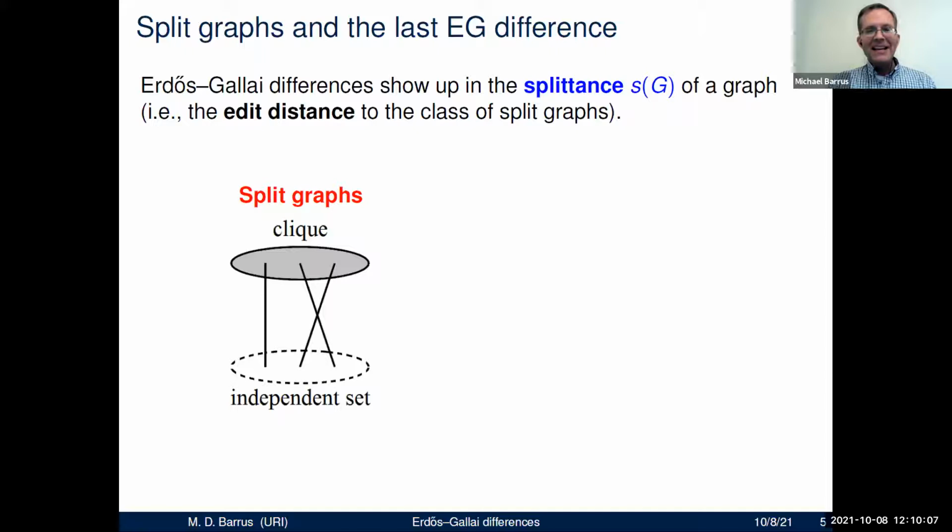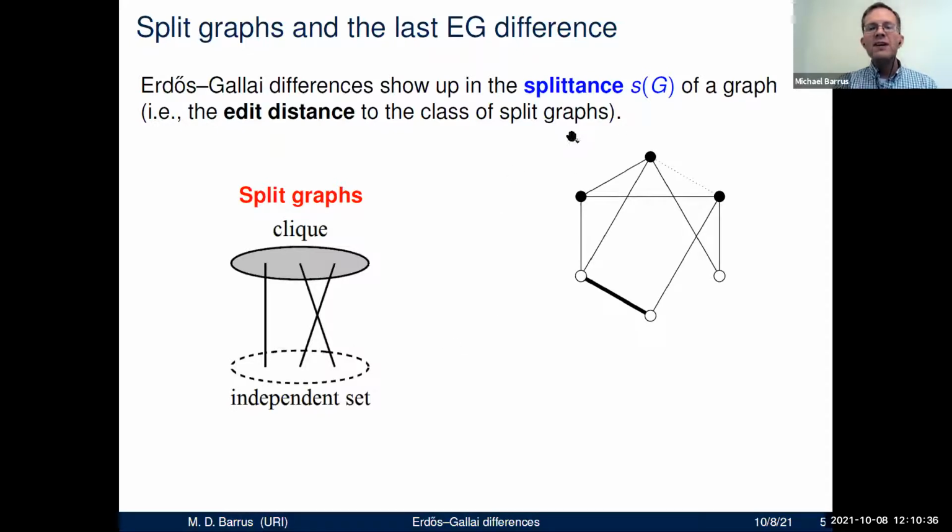All right. Now, the differences also show up when we talk about split graphs. So Hammer and Simeon in the early 80s studied the splittance subgraph. And I'll remind you that a split graph is a graph whose vertex set can be partitioned into a clique and an independent set. So all edges possible are present in the clique and none of them are present in the independent set.